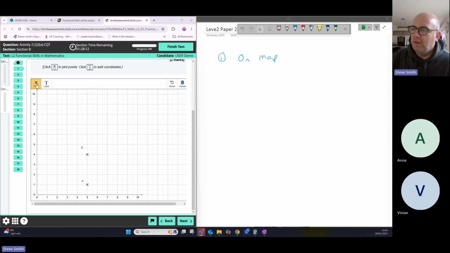I'm going this way, and we could have gone this way, so we could have gone 1, 2, 3.5 to there. Don't know why, I just fancy going this way. 1, 2, 3.5 to there. Okay, and then I'm going to grab another one, and I'm going to put it down there. A bit more up.